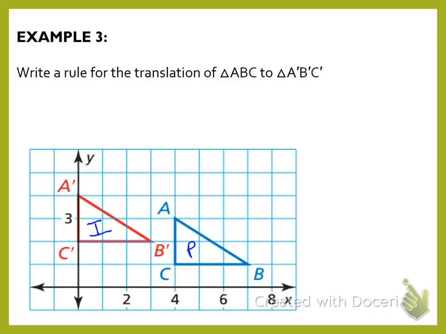So we can draw some lines to show how much movement we've had, let's say from point A to A prime. And once you draw these lines in, you can see that you've moved up 1, right? So that's the vertical component, and you've moved left 4, or -4 spaces. That's the horizontal component. And that means we can write this rule as the vector -4, 1.